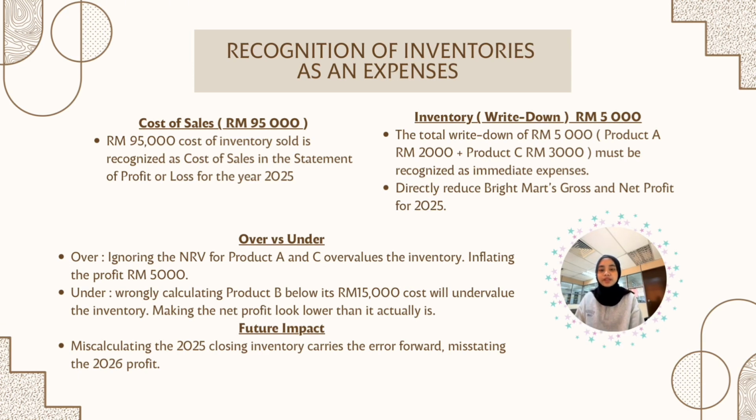So this will inflate the profit by RM 5,000. But in contrast, if we wrongly calculate product B below its RM 15,000 cost, we will undervalue the inventory. So this also makes the net profit look lower than it actually was. For the future impact, miscalculating the 2025 closing inventory will carry the error forward. So this will impact the 2026 profit too.